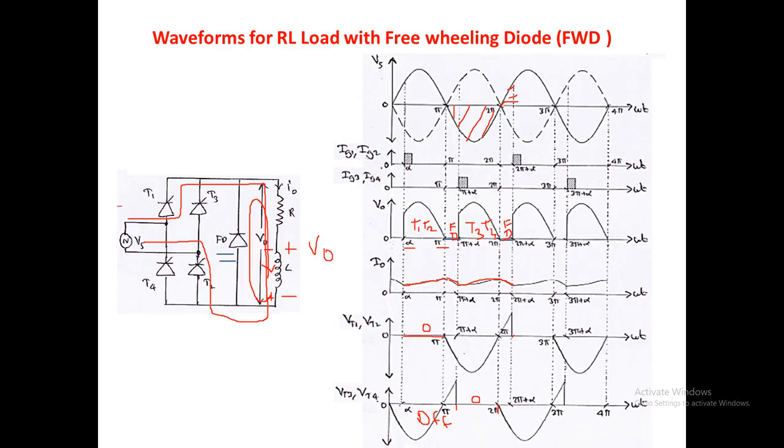Here we can see the output voltage is the same as the output voltage waveform of the resistive load. The conduction is from alpha to pi, and again from pi plus alpha to 2 pi, and from pi to pi plus alpha it will be a zero voltage period. So for calculating the average and RMS output voltages, we will have the same as for the resistive load, since only the current is differing, but the voltage waveform is the same as that of the resistive load.